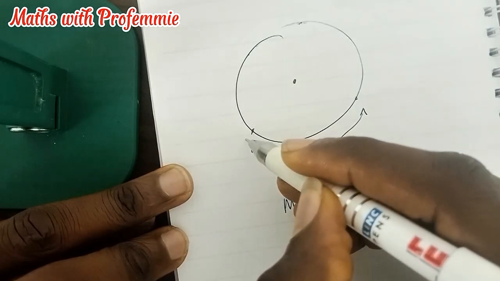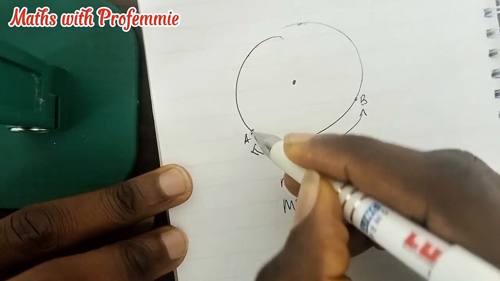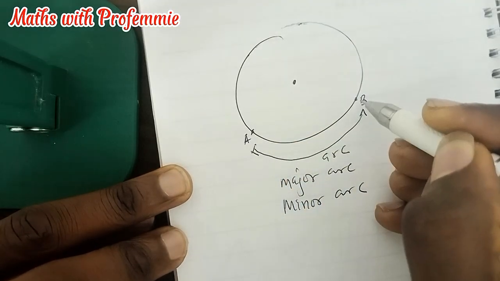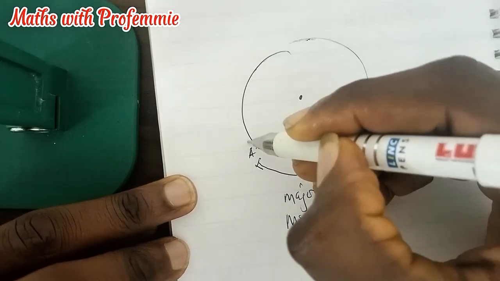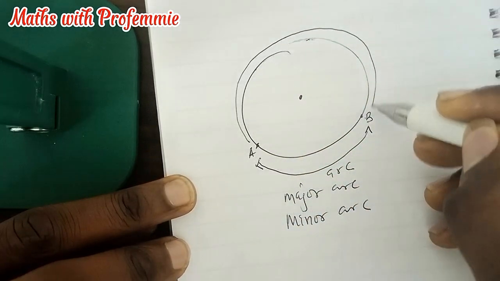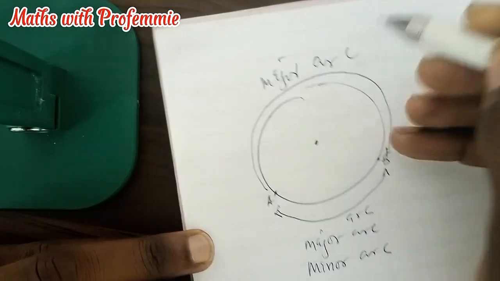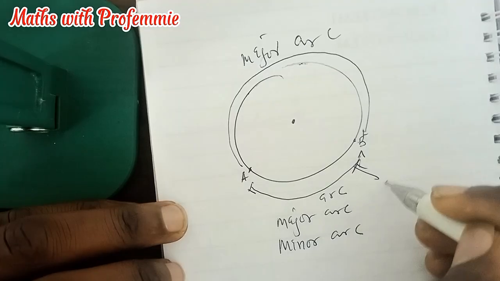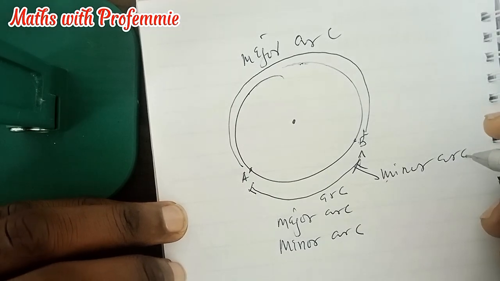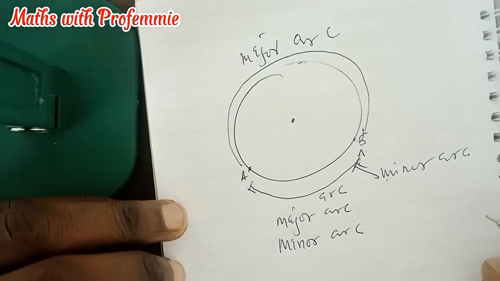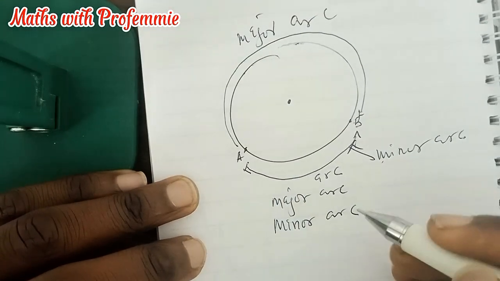So from this point, let's say this is point A and here is point B. When you trace from this point down to point B, it's an arc. While this, when you trace from this point up to this side, we call this the major arc, while this side is called the minor arc. So these are the properties of a circle that you need to know and are very important.